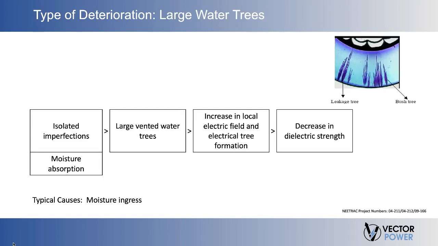Large concentration of water trees. These tend to be isolated imperfections due to moisture absorption, forming large vented water trees. We see an increase in the local electric field and electrical tree formation, overall decreasing the dielectric strength of the material.